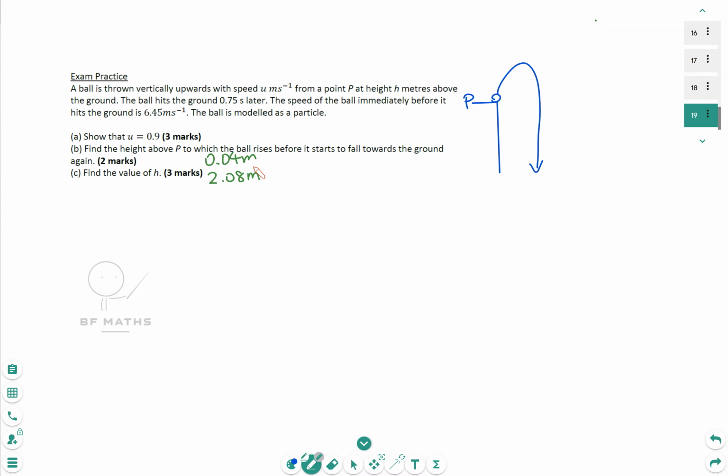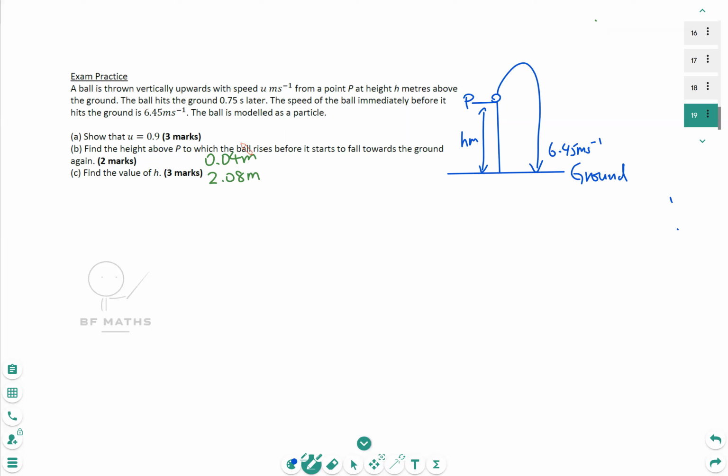That's what we're looking at. At a point H meters above the ground, the ball hits the ground 0.75 seconds later. Let's call this point G, G for ground. The speed of the ball immediately before it hits the ground is 6.45 meters per second.